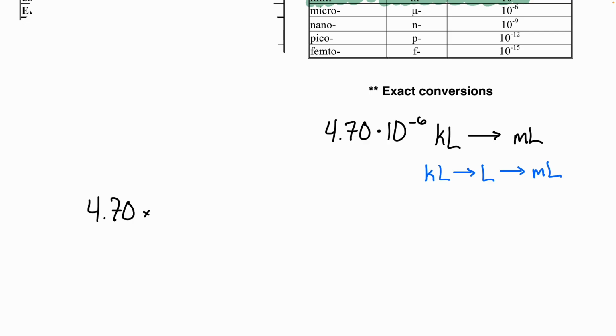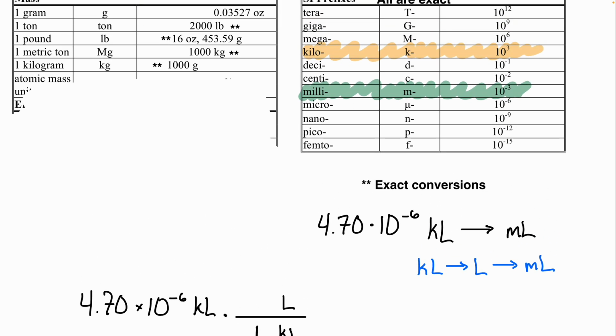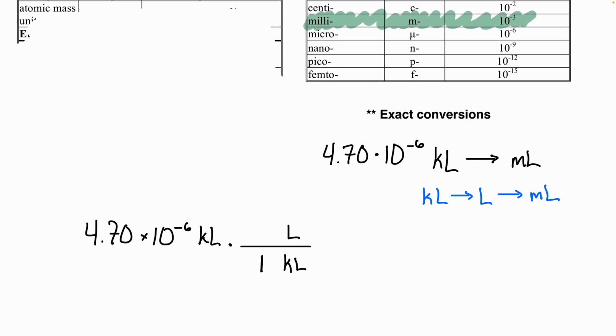4.70 times 10 to the negative 6 kiloliters. I'm going to use that conversion factor where I have kiloliters on the bottom and liters on the top. Again, the 1 goes with the prefix, and kilo, according to my table here, is 10 to the 3. So there are 10 to the 3, 1,000 liters in a kiloliter.